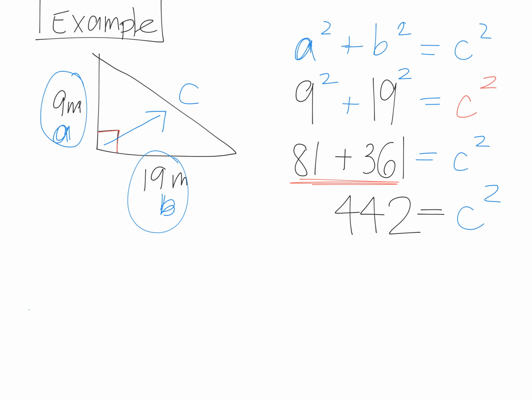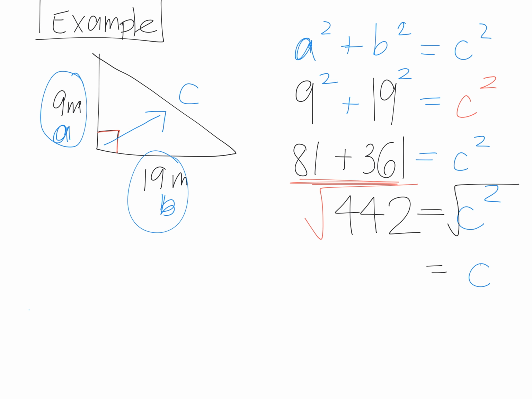But I want to know what C equals. What's the opposite of squaring a number? What's the opposite of square? Square root. So if I find the square root of this, I get C. The square root of C squared is C. C times C is C squared, right? So if I do square root on one side, what do I have to do on the other side? Square root.